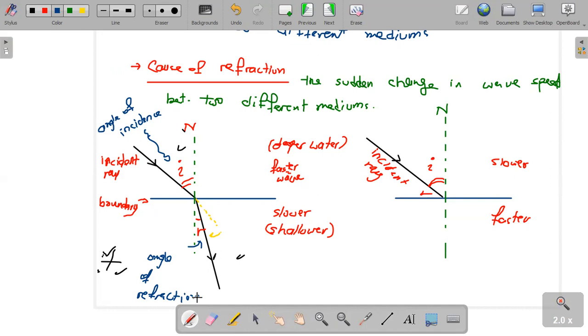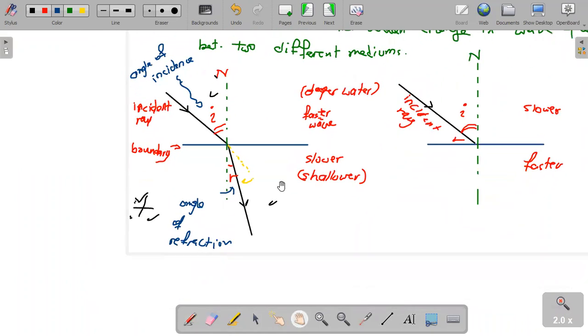تمام؟ ممتاز. So in this case, ممتاز. In this case, we can say that the ray bends towards the normal. تمام؟ معناها إن the first angle will be more than or greater than the second angle. طبيعي. حاضر يا زياد، حاضر يا زيد.